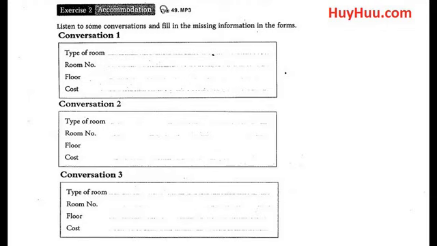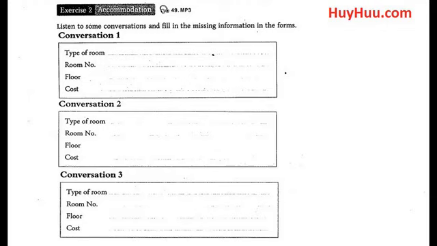Exercise 2. Accommodation. Listen to some conversations and fill in the missing information in the form. Conversation 1. Have you got a single room for 2 nights, please? Yes, room 309 on the 3rd floor. How much is it? £14.50, including breakfast.